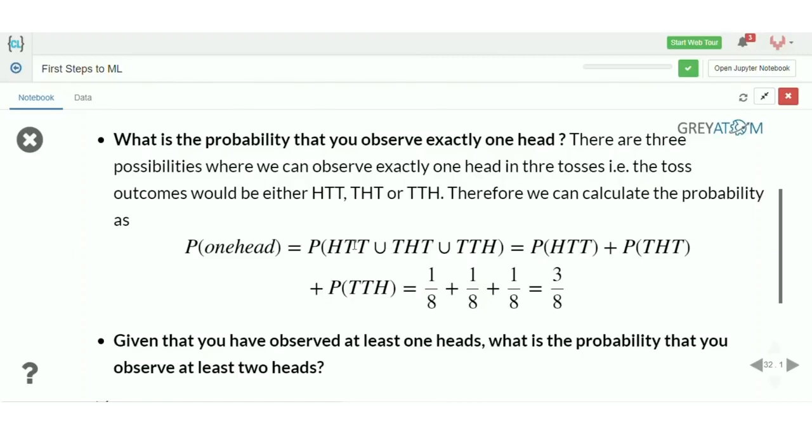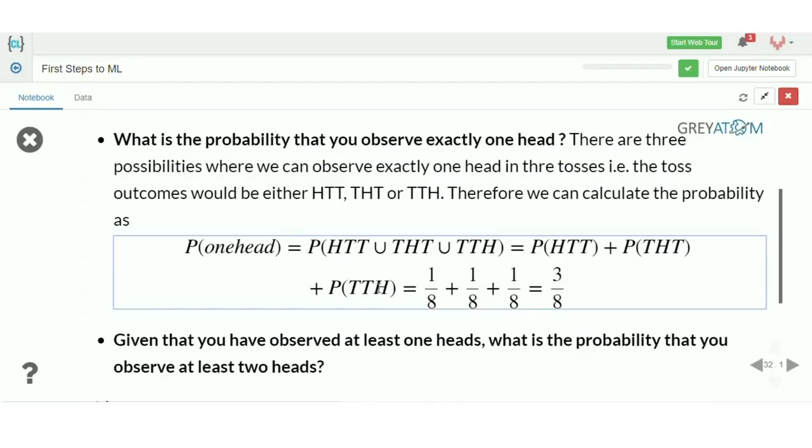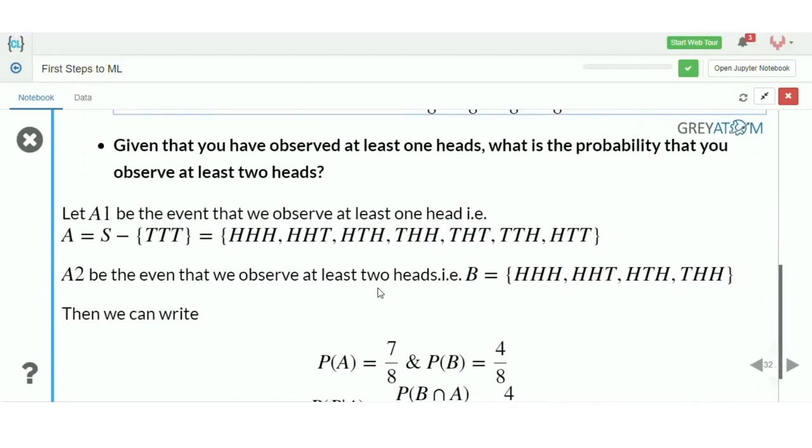So this is the union of these 3 events. The probability of the union of these 3 events is the summation of their probabilities because they are mutually exclusive. And for each of the events you can calculate their probability. This is half, half, half. Again half, half, half, and half, half, half, right? So the probability of HTT is half into half into half, and similarly THT is half into half into half, and TTH is half into half into half. So that's why you come up with 3 by 8.